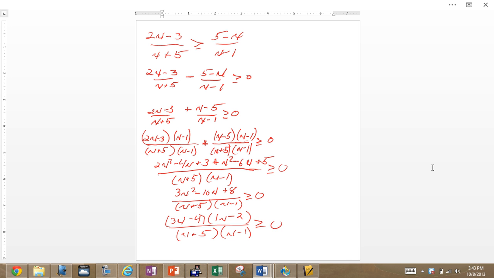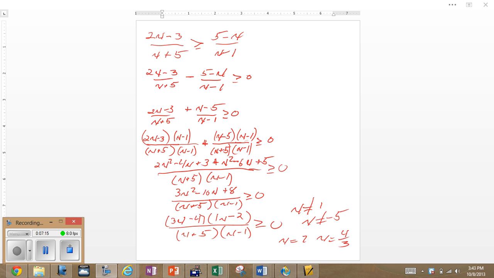Now let's build our sign table. We need to assure ourselves that x cannot equal 1 or x cannot equal negative 5. And we also need to include in our sign table the values which not only set the denominator to 0, but also those which set the numerator to 0. So if x were equal to 2 or x were equal to 4/3, they would be points of interest on my sign table. I'm going to take a break now, come right back to that.